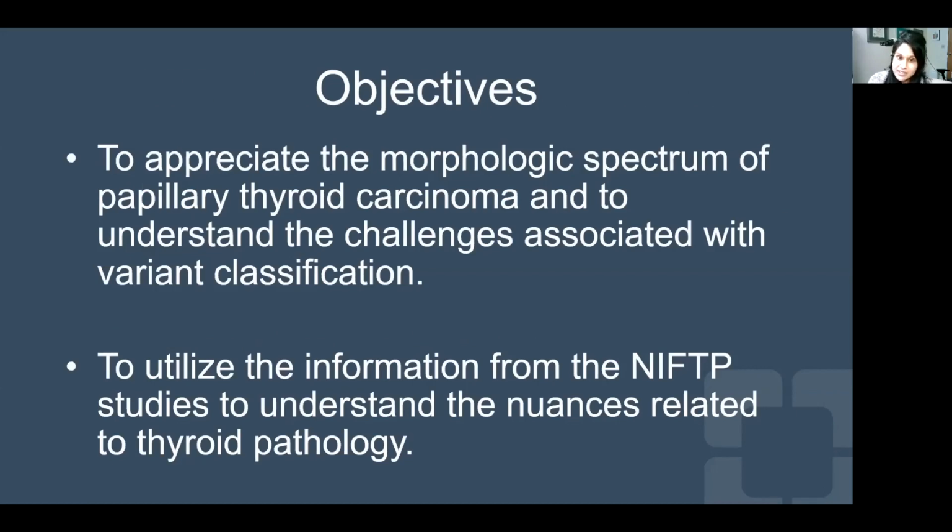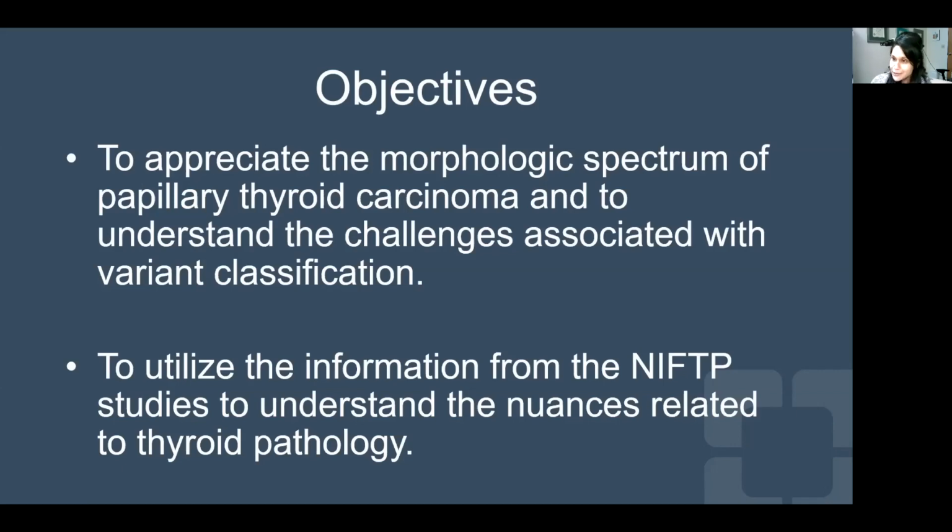So our objectives are to look at the morphologic spectrum of papillary thyroid carcinoma and get a sense of how it's challenging for the various variant classification. And then I'm going to use the NIFT-P literature as a sounding board to discuss the nuances that are related to thyroid pathology. And before we even delve into that, I've got to be real honest with you guys.